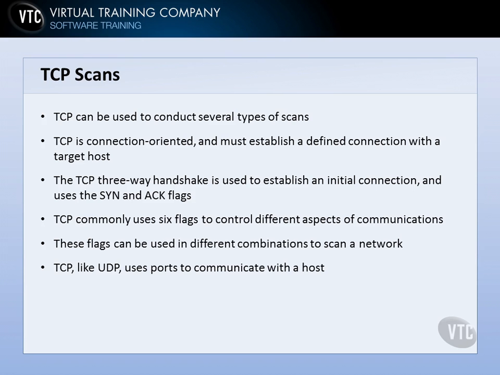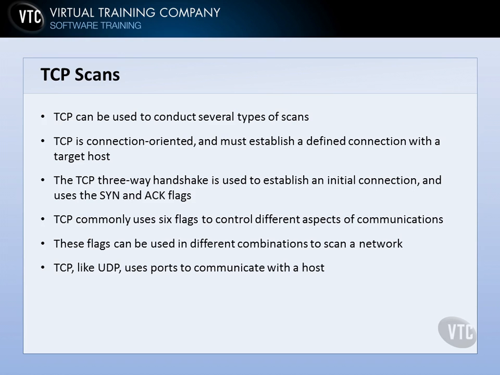Now, because TCP is connection-oriented, it has to establish a defined connection with the target host. And the way it does that is through its three-way handshake. I'm not going to repeat basic network theory to you, but essentially you know that the three-way handshake is where one host sends a SYN to another host to synchronize, the other host sends a SYN-ACK back to synchronize, and then the first host sends an ACK back, and that establishes the three-way handshake. There are certain scans that can use variations of that three-way handshake to send certain kinds of traffic to a host and get different responses back.